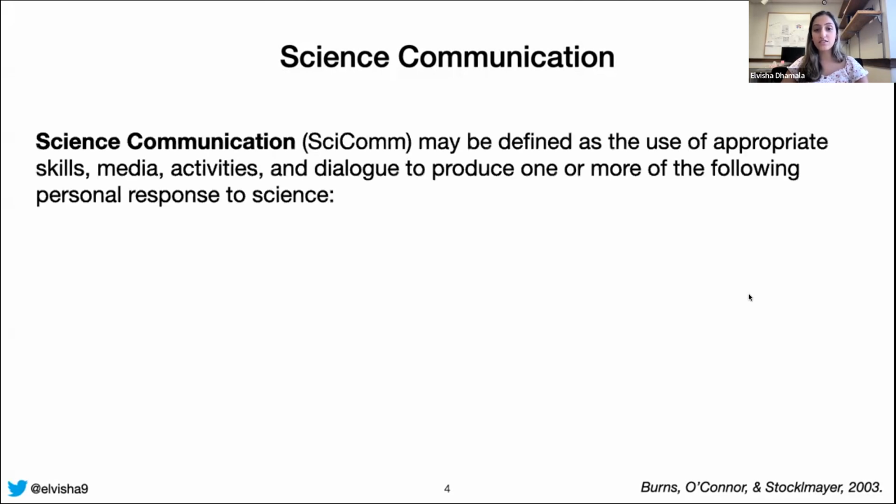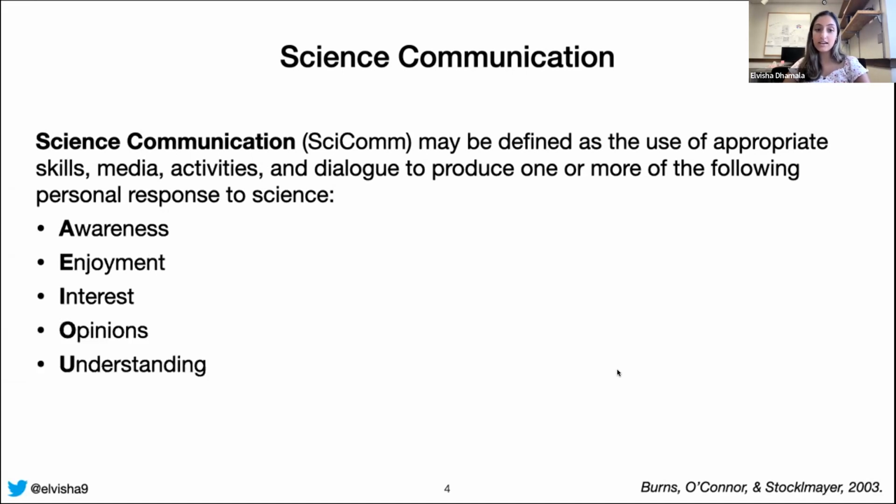So this one study from 2003 tried to put it into a more concrete definition. They came up with the idea that science communication, or SciComm, can be defined as the use of appropriate skills, media, activity, and dialogue to produce one or more of the following personal responses to science. And they came up with an analogy that relates to the different vowels. I see someone else has said, exchanging ideas about how things work, exist, and function. Absolutely, that's definitely included in this as well. So the responses that we're seeking to elicit with science communication can be used to define it. And those responses are awareness, enjoyment, interest, opinions, and understanding.